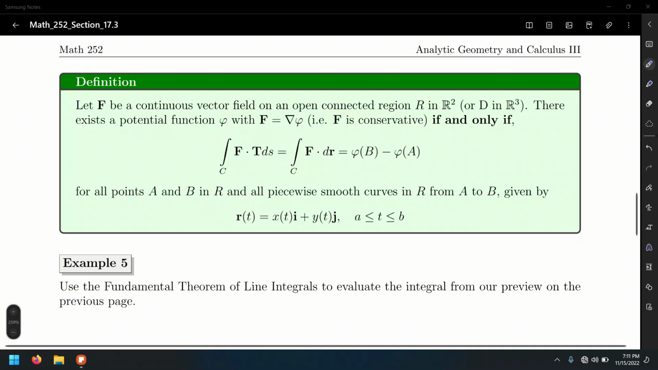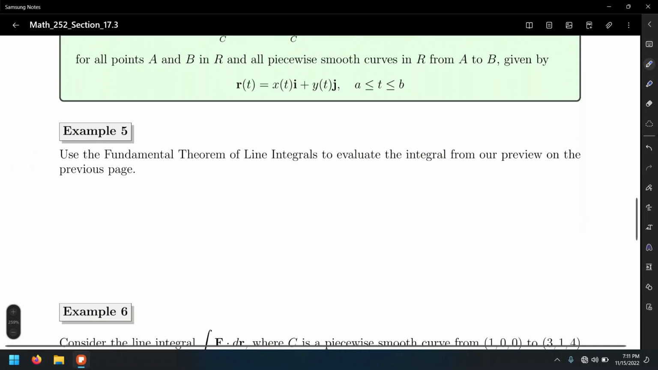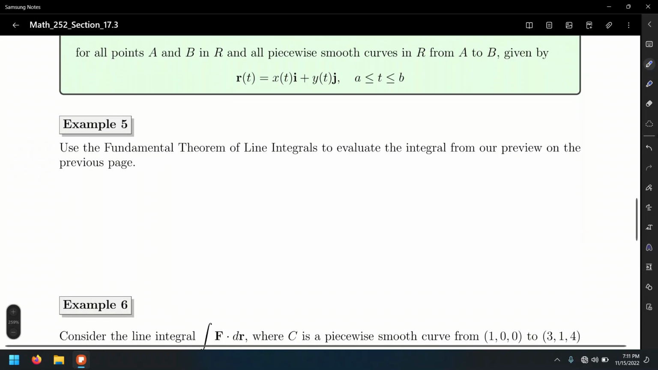But this is only possible as long as you know for sure that your vector field is conservative. Otherwise, we would have to parameterize and do it the long way. Even potentially make it piecewise smooth, like the one that we did last time where we had to parameterize actually 3 pieces, you know? Well, now this is one of the biggest results ever here. Well, so as an example to illustrate this, use the fundamental theorem of line integrals to evaluate the integral from our previous page.